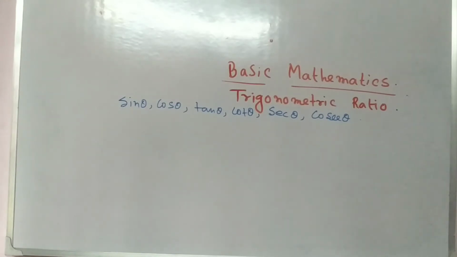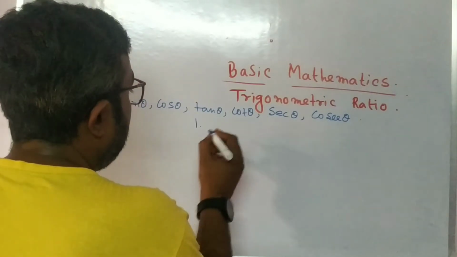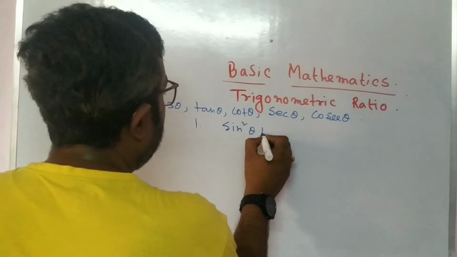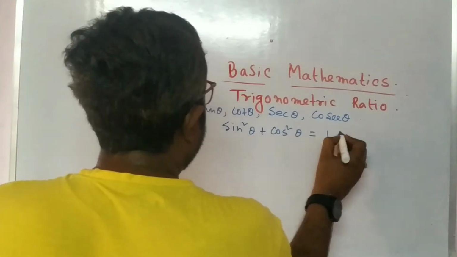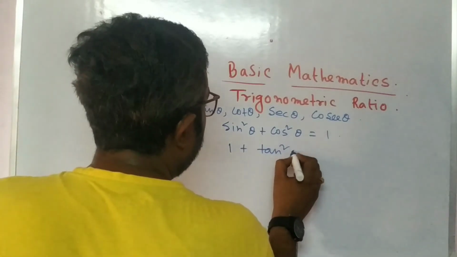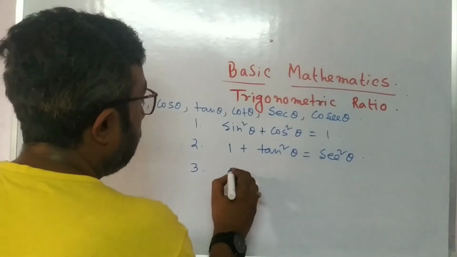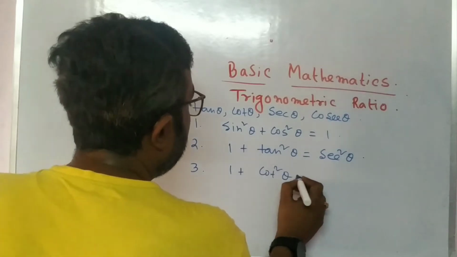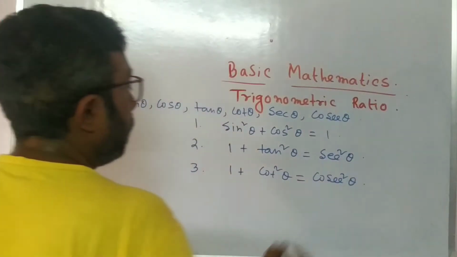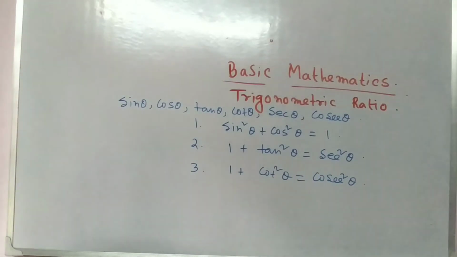Okay. There are 3 fundamental identities. What are they? First, sin square theta plus cos square theta equal to 1. And the second formula is 1 plus tan square theta equal to sec square theta. Okay. And the third one is 1 plus cot square theta equal to cosec square theta. Okay. I hope you all know these formulas. You learned these formulas in the previous class. Right? Okay.